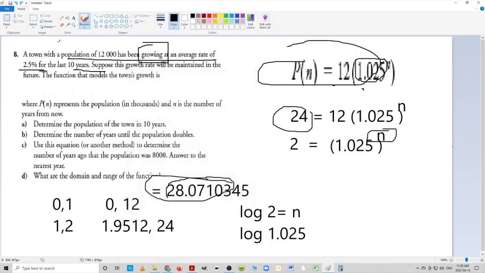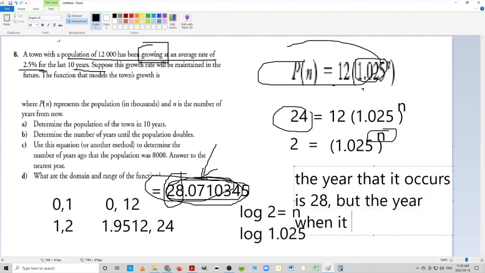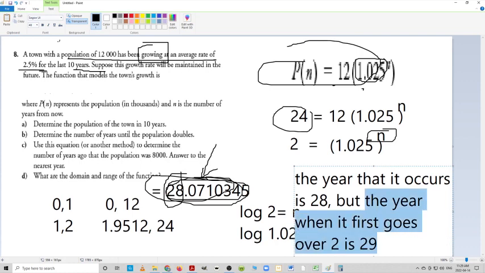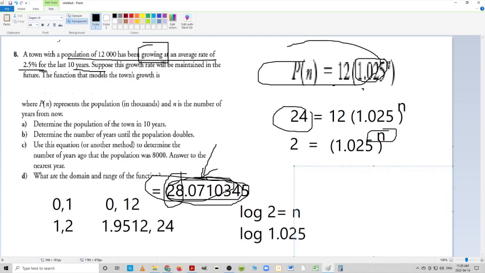And that makes sense because at this point, this is 28.07. It represents some part of the way through the year. But at 28, it hasn't quite reached there yet. So the actual answer is the first whole year, the year that it occurs, is 28. But the year when it first happens, or which first goes over 2, is 29. I think technically you would answer 28 though, because it's happening within the 28th year. 29 is too much.